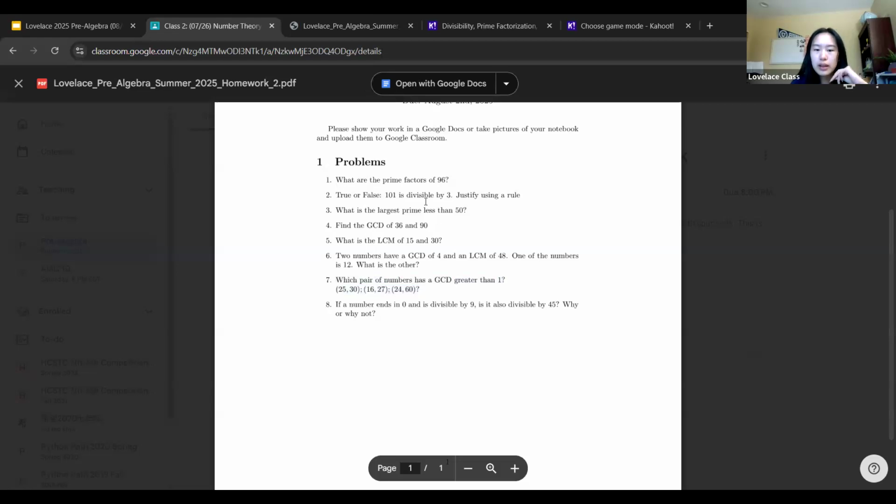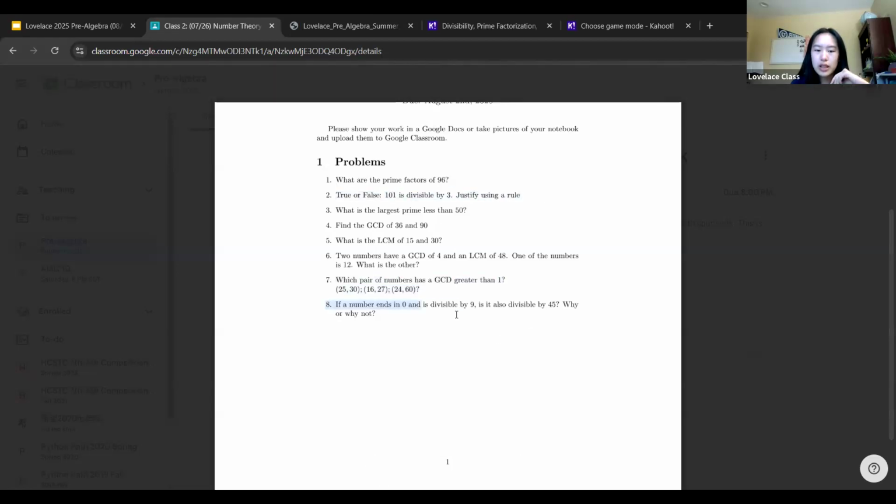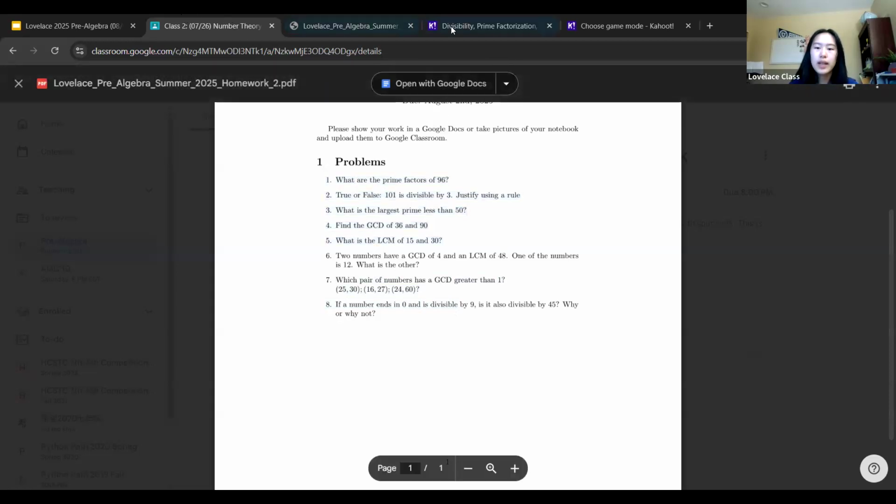And then I'm just going to quickly explain question 8 because I think everything else is pretty straightforward. Again, if you have any questions, definitely feel free to ask, because if this is your first time doing it, it's okay if it doesn't make sense. But I'm just going to quickly go over question 8.